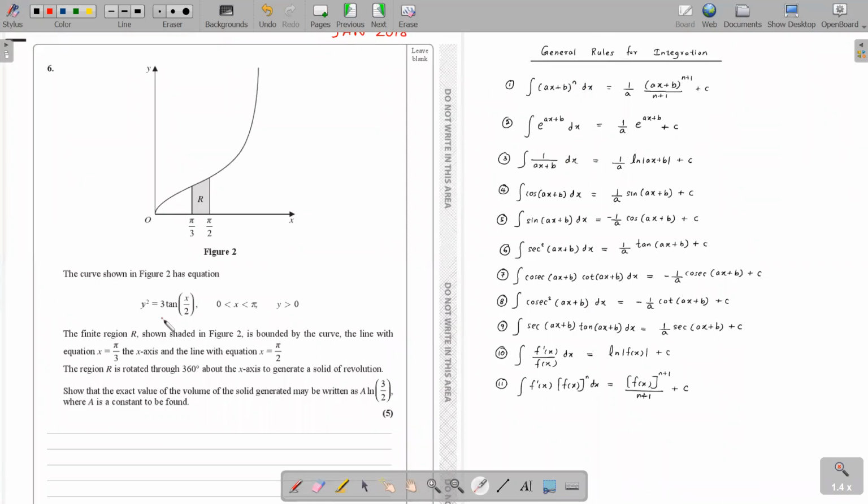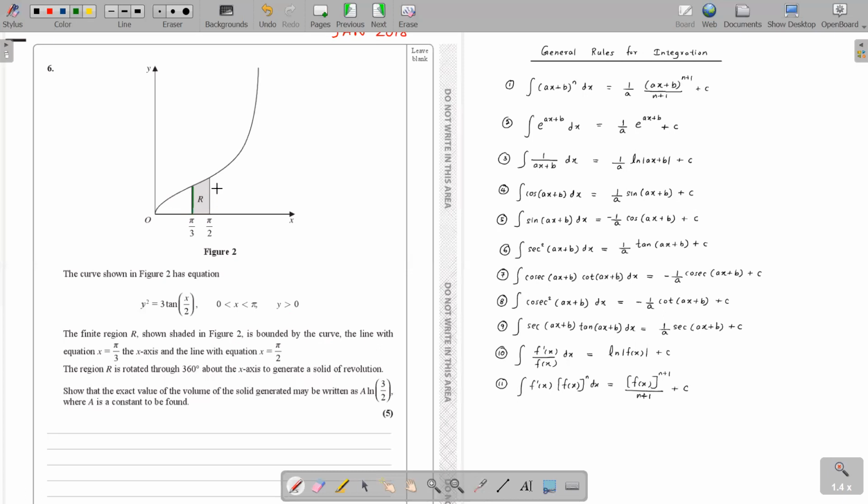The curve shown in figure 2 has equation y squared equals 3 tan x over 2, and x values are between 0 and pi, y greater than 0. The finite region R shown shaded in figure 2 is bounded by the curve, the line with equation x equals pi over 3, the x-axis, and the line with equation x equals pi over 2. The region R is rotated through 360 degrees above the x-axis to generate a solid of revolution. Okay, so this region R, you're only rotating the region R.